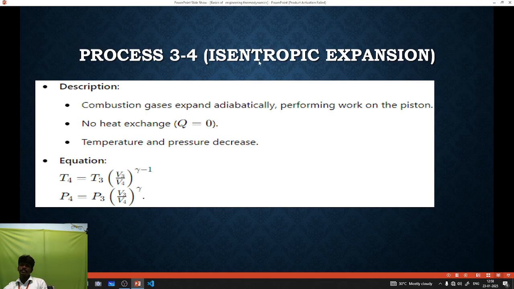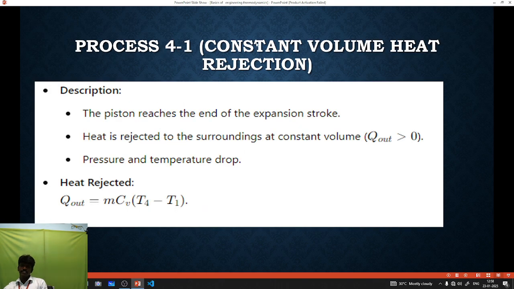Process 3 to 4 is isentropic expansion: combustion gases expand adiabatically, performing work on the piston. Note there is no heat exchange here, and temperature and pressure decrease. Then process 4 to 1 is constant volume heat rejection. The piston reaches the end of the expansion stroke, heat is rejected to the surroundings at constant volume, Q out is greater than 0, and pressure and temperature drop.